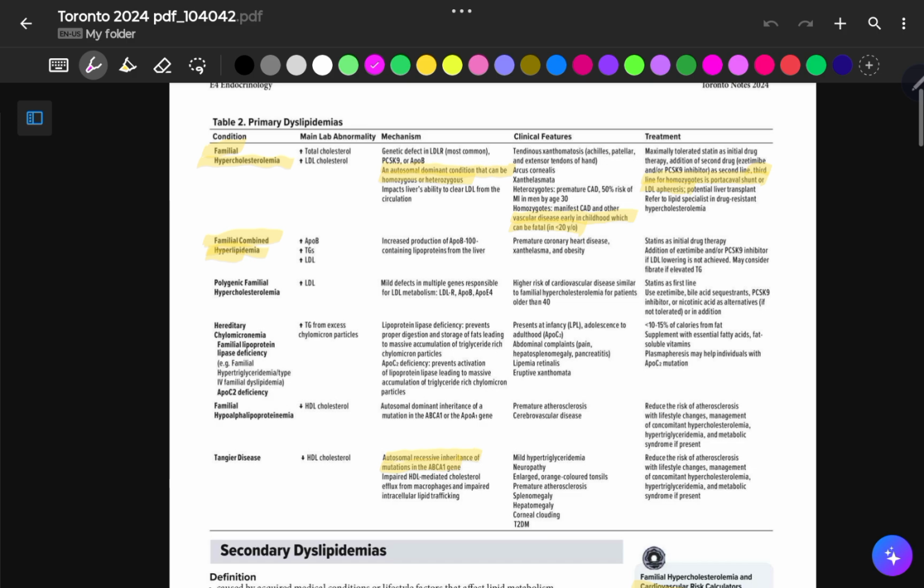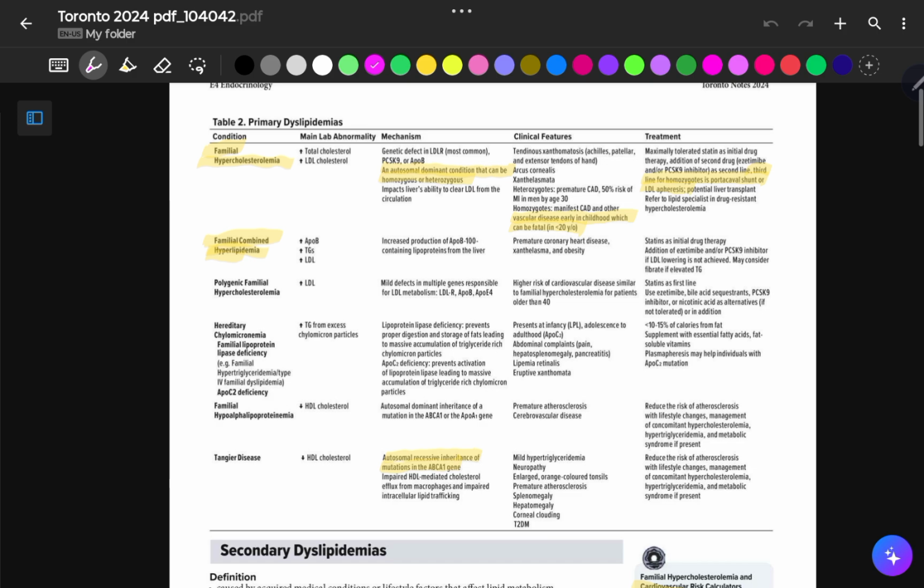So this has to do with an increased triglyceride from excess chylomicron particles. There's a deficiency in your lipoprotein lipase, and this prevents proper digestion and storage of fat, leading to massive accumulation of triglyceride-rich chylomicron particles. It can also be due to a deficiency in your ApoC2, which prevents activation of your lipoprotein lipase, leading to massive accumulation of triglyceride, which are chylomicron particles.